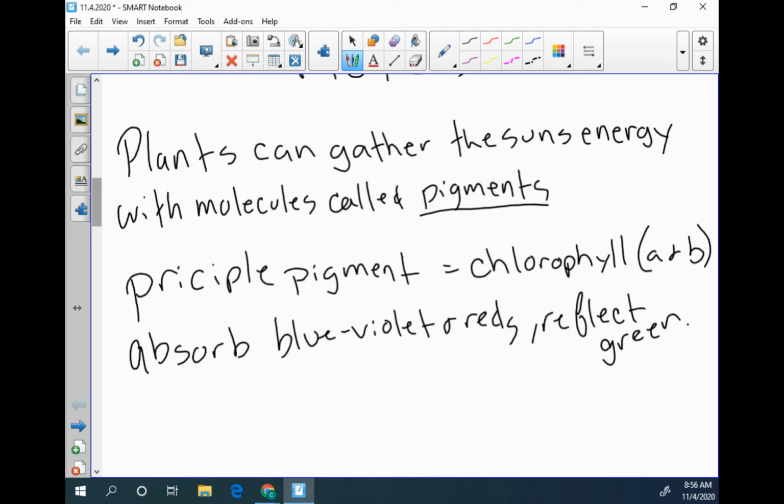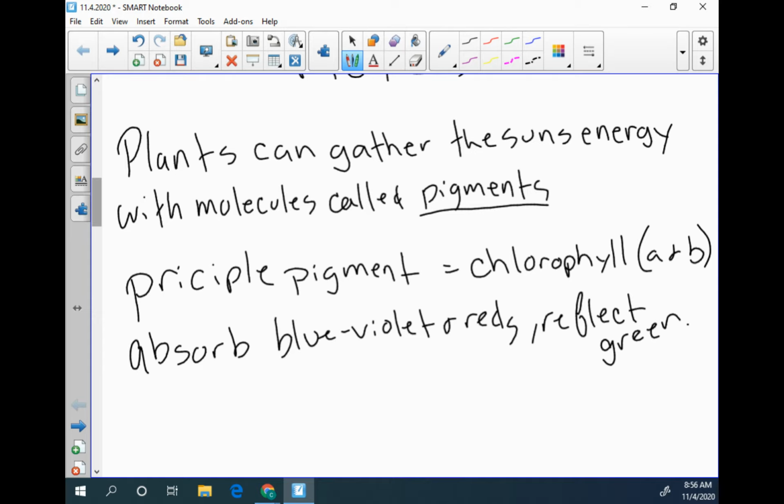When our trees turn pretty colors at the beginning of fall, it is because those leaves are dying off, which means they are degrading that chlorophyll because they don't need it anymore. And that is when they lose that green color.